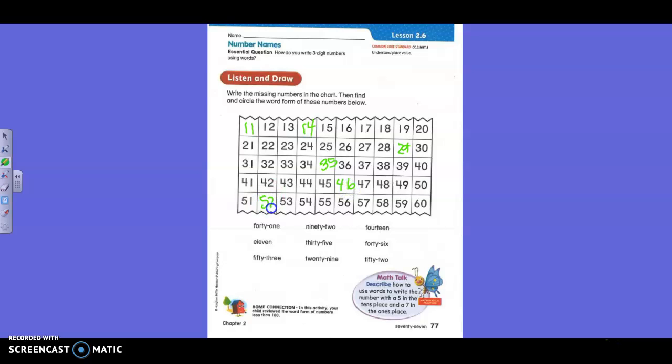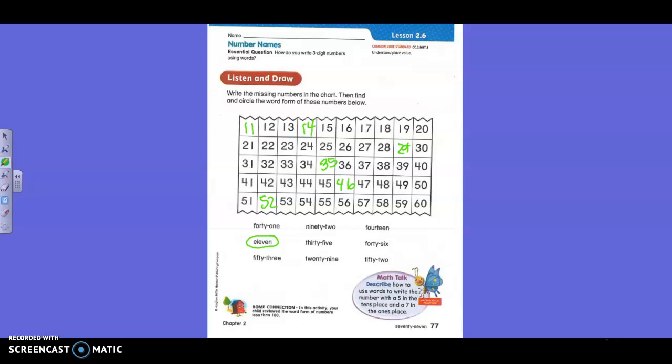52. All right. Now it says then find and circle the word form of these numbers below. Okay. So all these numbers that we've written, we're going to circle the word ones. So 11, where do I find 11? What does it start with? Okay, the only one that starts with an E, right? Circle it.